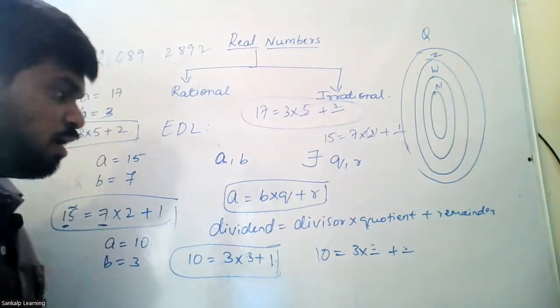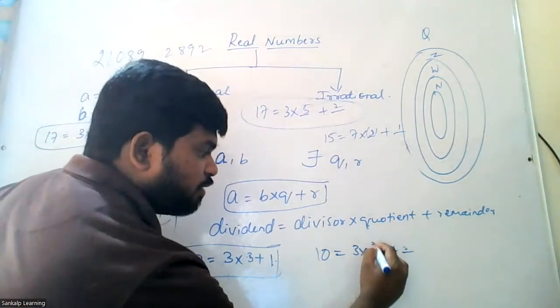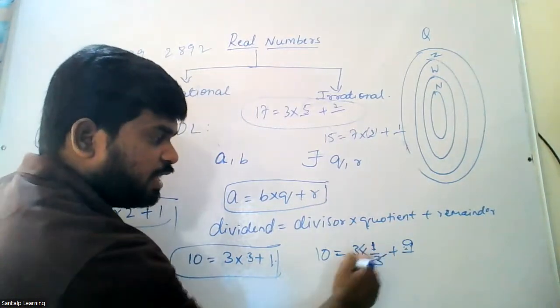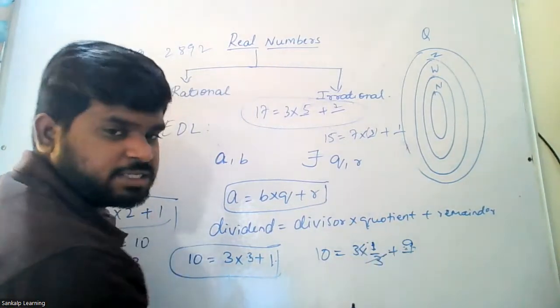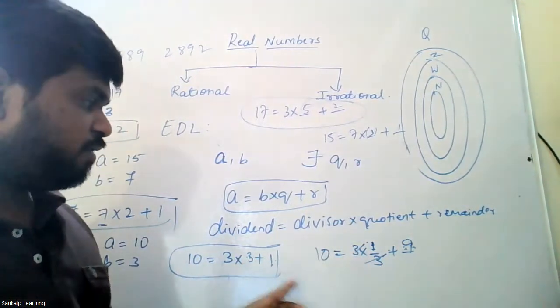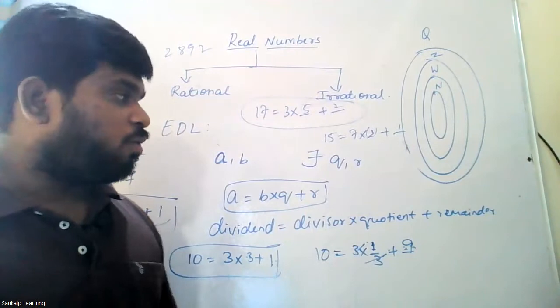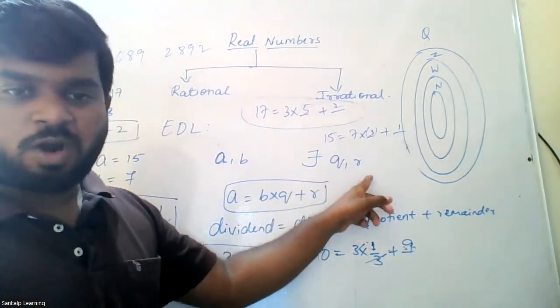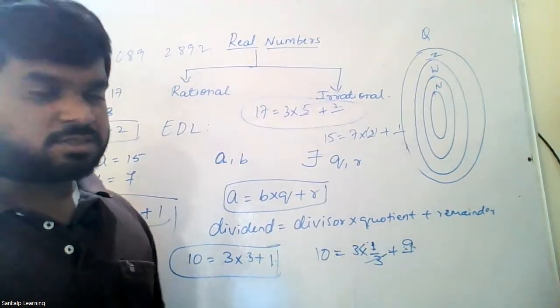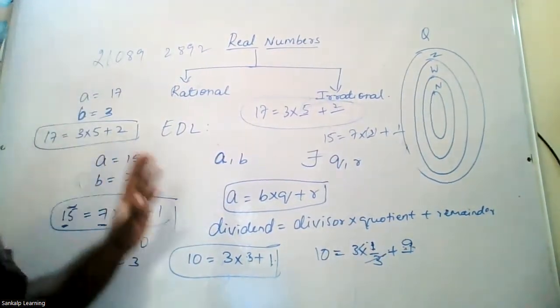Don't put fractions here. For example, people might do like this. Sir, I'll put 1 by 3 here and I'll put 9 here. So the 3s get cancelled. 1 plus 9 is 10. 10 equals 10. Sir, we are getting another number. You said only 3 and 1. But what was my condition? Q and R were integers. They are not fractions. So you cannot take like this. So this is Euclid's division lemma.